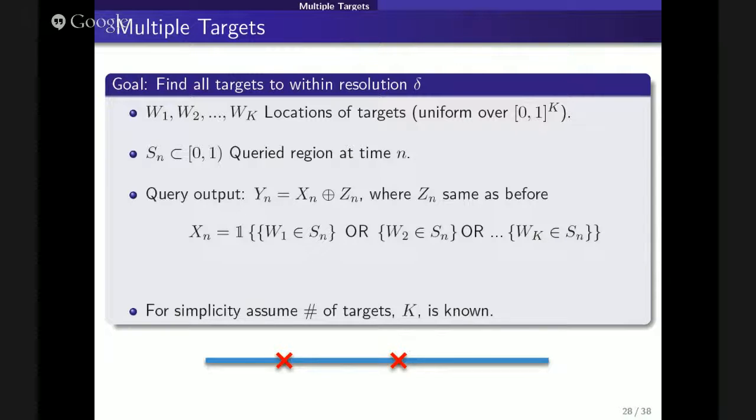We get in the lab, we get one if any sample in the queried mixture was sick, if there is a sick person in the group we tested. So here we get one if there is a target in the region we queried. Okay, and for now let's assume we know the number of targets. So we know there are k targets on the unit interval.